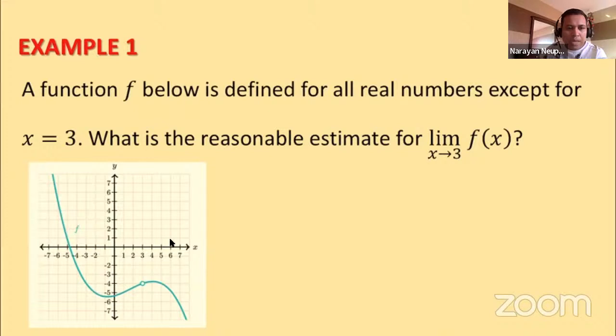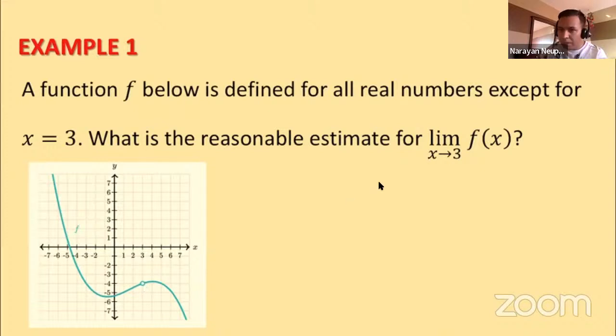If you look at the domain of this function, it goes all the way from negative infinity to positive infinity. It is defined everywhere, but here at 3. At x equal to 3, the function is not defined. What we are asked to do is, what is the reasonable estimate for the limit as x approaches 3 of this function? If you are asked to find the value of the function at 3, you know that there is no value of the function at 3. Function is not defined at 3.